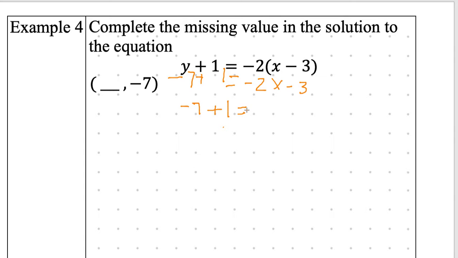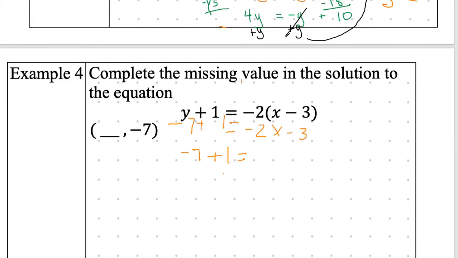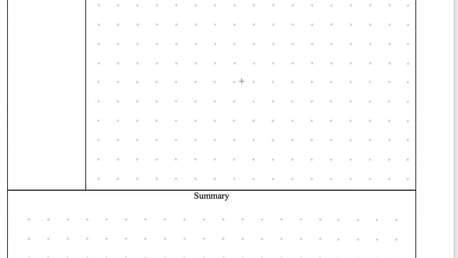Oh wait, I wrote it wrong. Command Z. Oops, I keep hitting a space.